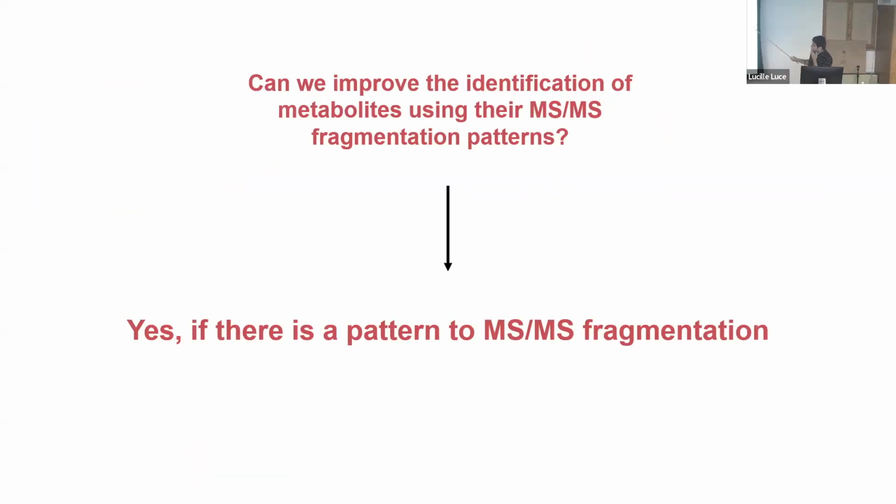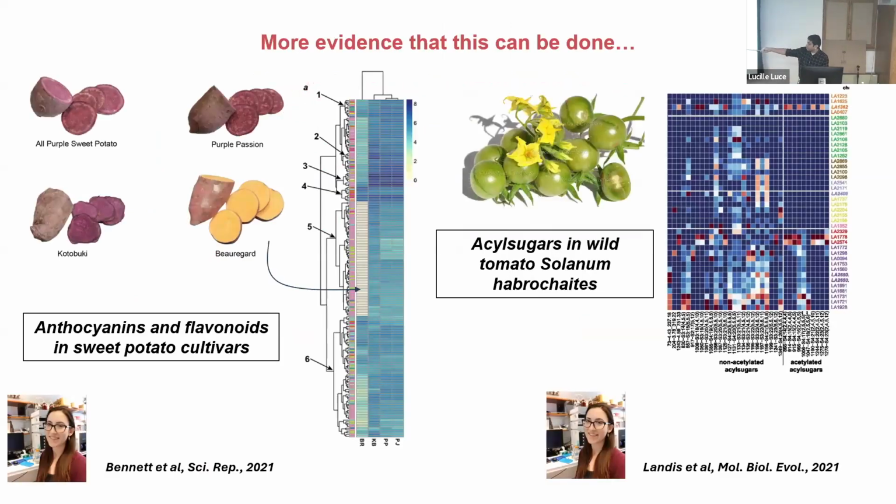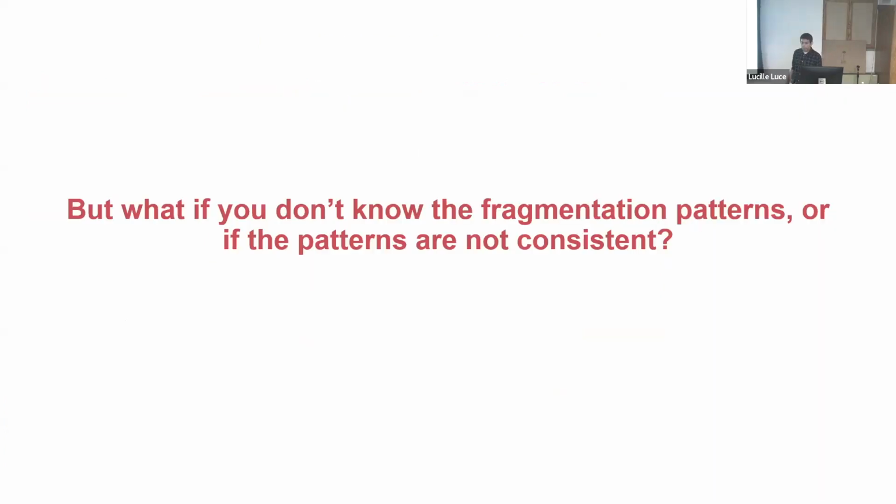So what these results show is that if we know the MS/MS fragmentation pattern, we can make a lot more sense out of the diversity, right? We have shown this for other metabolite classes too, anthocyanins and flavonoids in different colored sweet potatoes, and then acyl sugars in Solanum habrochaites. And I'm going to talk about this story in a few slides later. But basically, if we have MS/MS fragmentation knowledge, we can apply it to get more compounds annotated. But what if you don't know what the fragmentation patterns are, or if the patterns are not consistent?